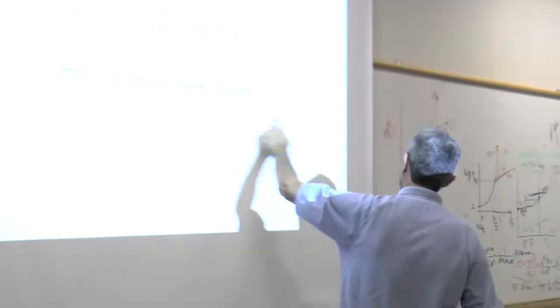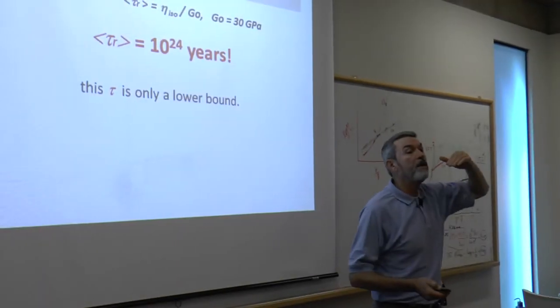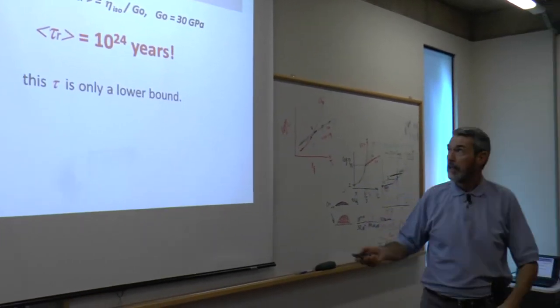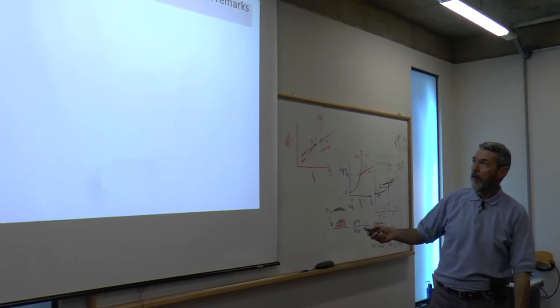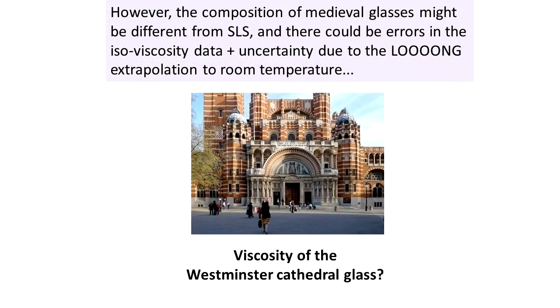Remember, this is a lower bound because we use this value here. So the actual time could be even higher than this. But other people have done calculations, and to summarize, I'm going to show the newest paper, published by a group from Corning Glass, John Mauro and co-authors.